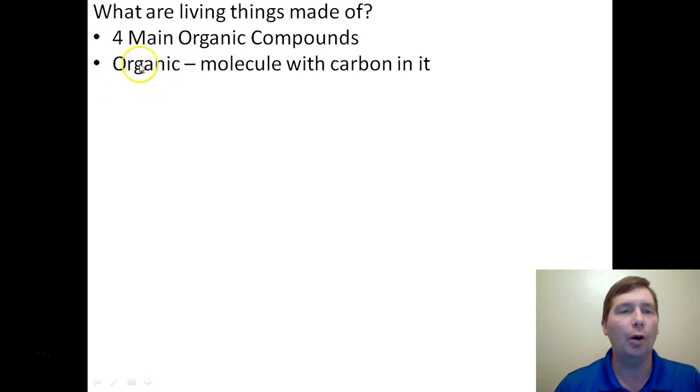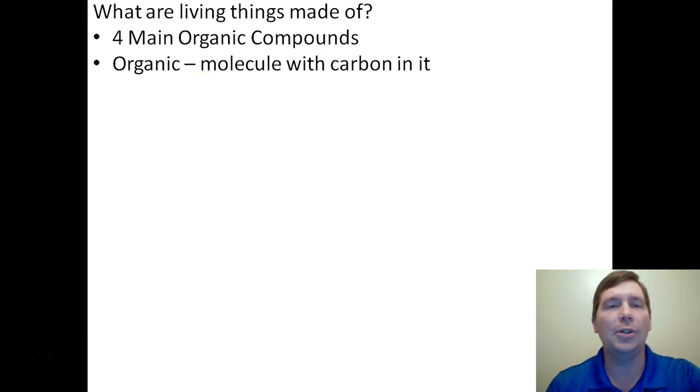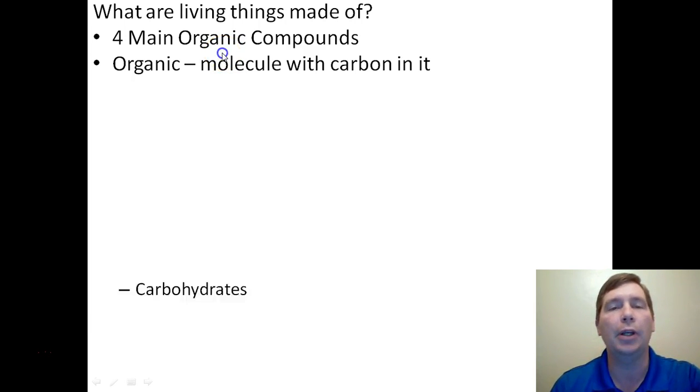And quick vocab lesson right here, the word organic refers to a molecule that has carbon in it. I'm not talking about organic food or any of that. Organic, in terms of chemistry, means it's a molecule that has carbon in it somewhere, somehow. So all living things are made out of four main compounds or molecules that are organic. What are these four main organic compounds?